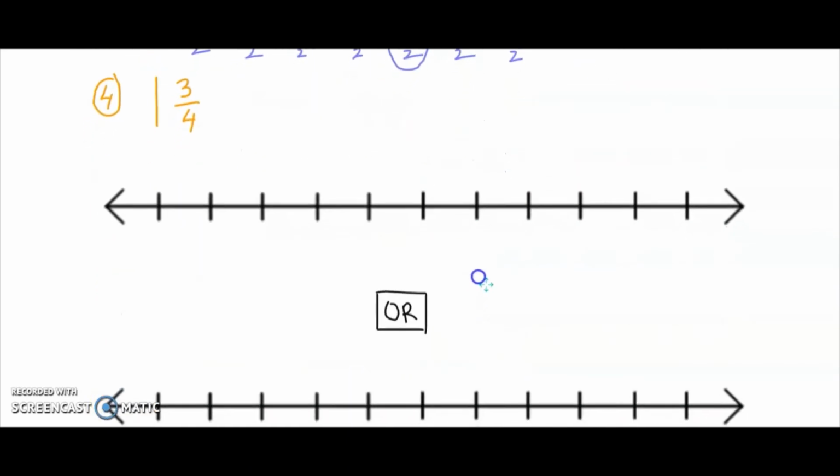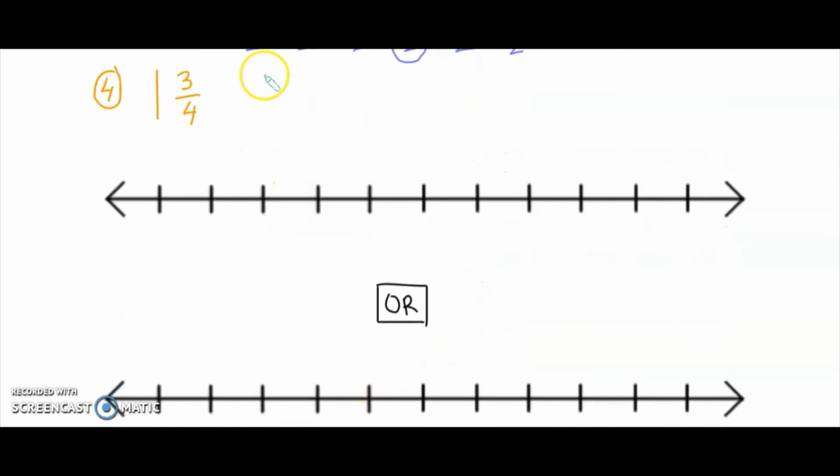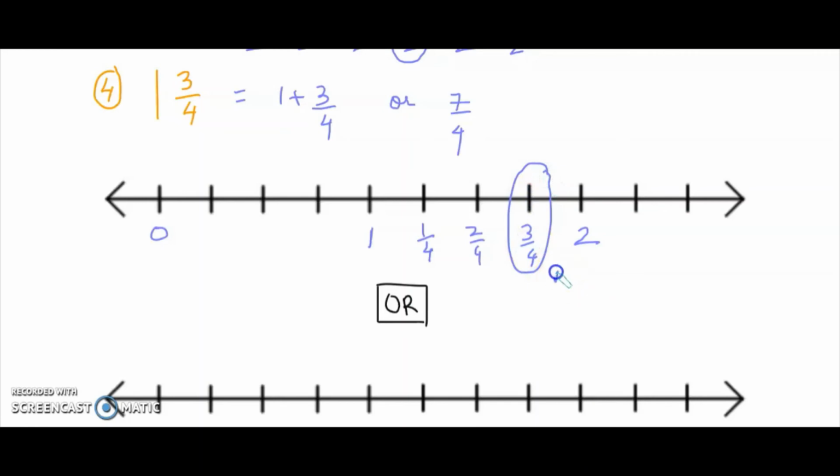Okay. Next, 1 3 by 4. So 1 3 by 4 can be written as 1 plus 3 by 4, or it could be 7 by 4. Correct? 1 plus and 4 divisions, right? So it should be 1 2 3. The fourth is my 1. Then 1 2 3. The fourth position is 2. Okay. So after 1, it is the 3 by 4. So after 1, this is 1 by 4, 2 by 4, 3 by 4. So this is 1 3 by 4.